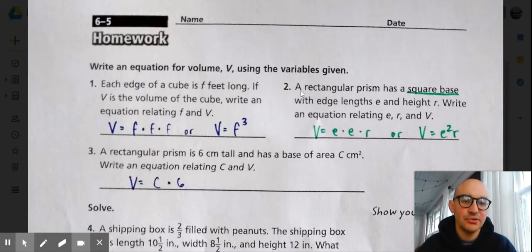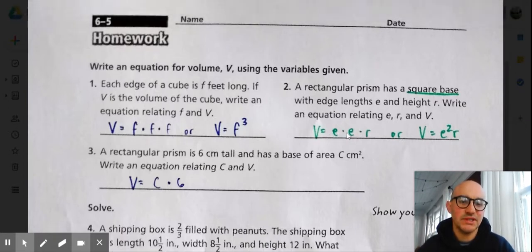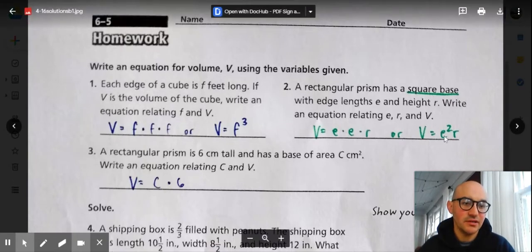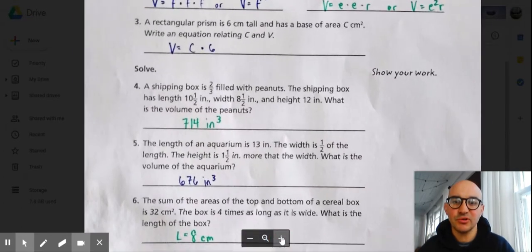power. Number 2, similarly here, a rectangular prism has a square base. Square base should tell us that the edge length of each, the length and the width are the same, equal, square. And the edge lengths are e and height is r. Write an equation relating these. So again, we could write v equals e times e times r. That would, of course, be length times width times height. Or I can multiply length times width together. E times e is e to the second power, or e squared.